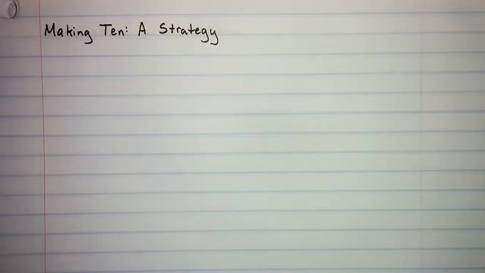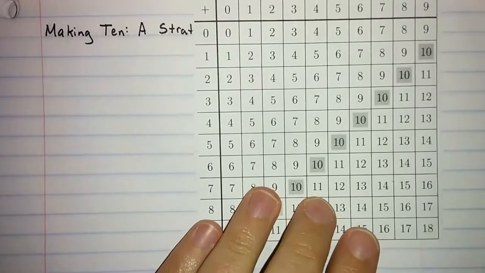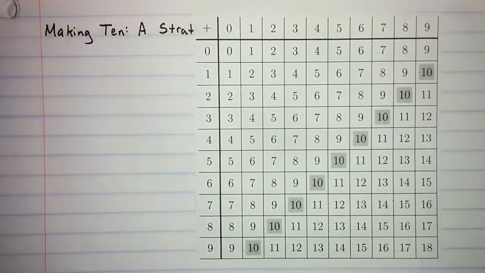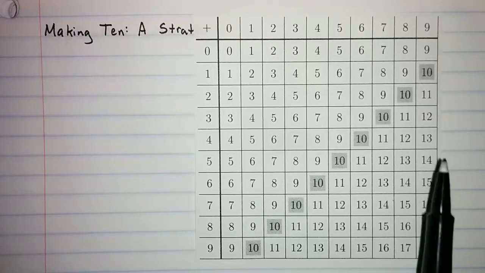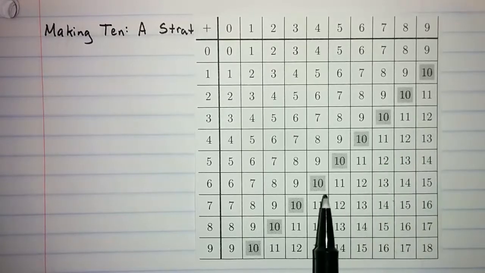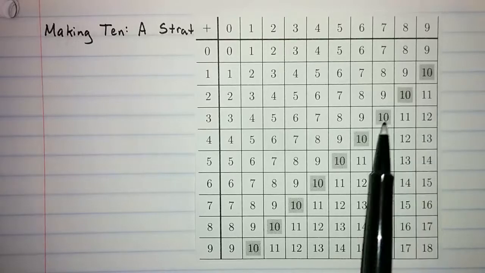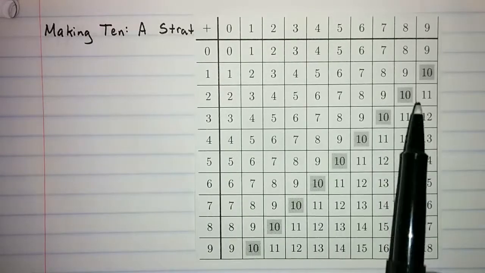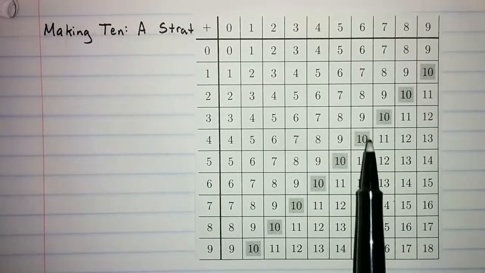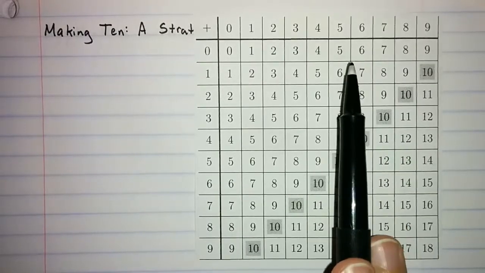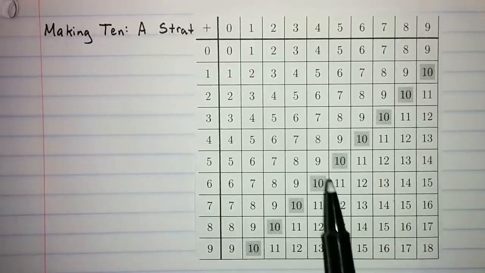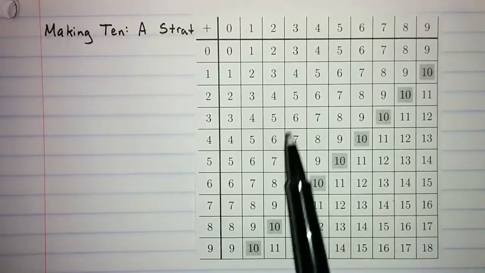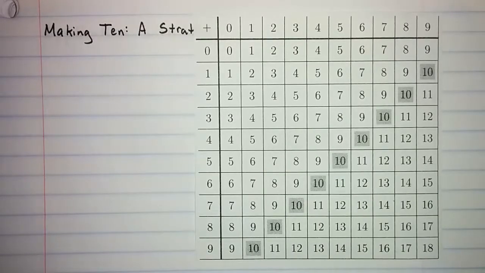Now, I promised you a shortcut on these long sums. And in order to see this shortcut, there's something I want to call your attention to in this addition table. Notice that there's this whole diagonal here of numbers that add up to 10, right? 1 and 9, 2 and 8, 3 and 7, 4 and 6, 5 and 5, and then all the pairs backwards, 6 and 4, 7 and 3, 8 and 2, 9 and 1.